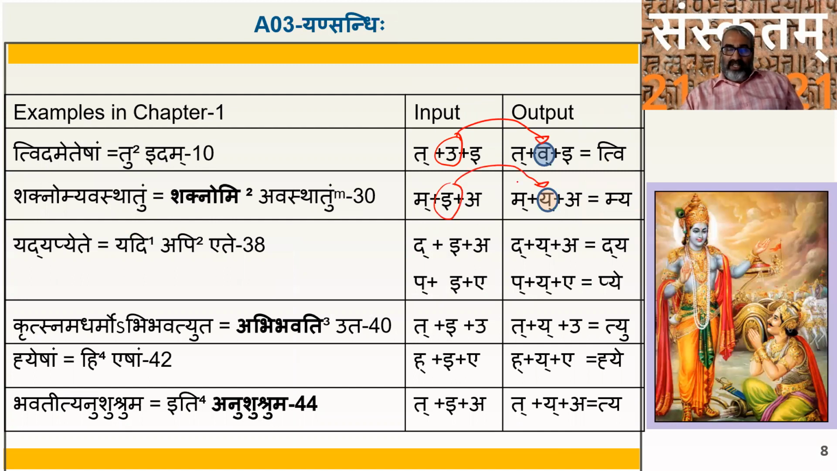If you look at the Bhagavad Gita, out of these four subcategories, that is i, u, ru and lru, in the first two chapters we have only seen category 1 and category 2. So anything which comes here, irrespective of this, is ach. Because of this ach, u will become va and i will become ya. This is how the entire operation of iko yanachi works. It is a very popular rule.